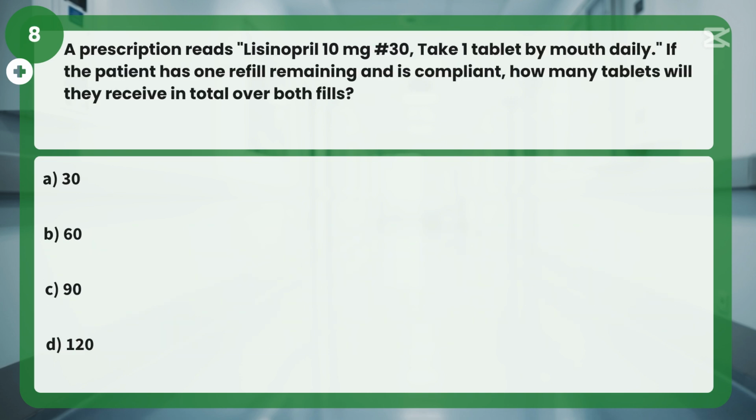Question 8. A prescription reads lisinopril 10 mg number 30, take 1 tablet by mouth daily. If the patient has 1 refill remaining and is compliant, how many tablets will they receive in total over both fills? A. 30. B. 60. C. 90. D. 120.